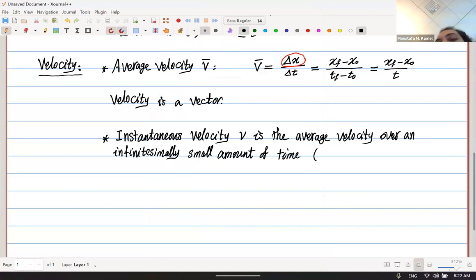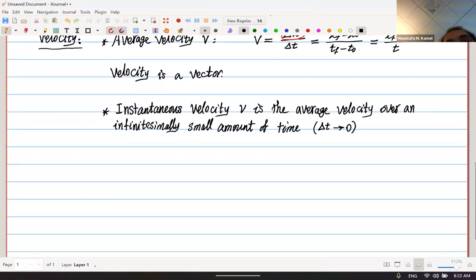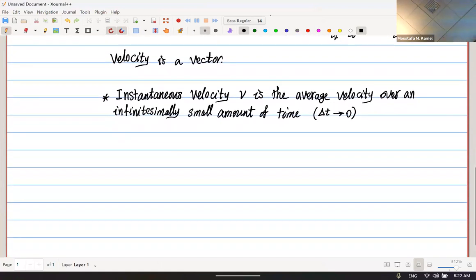And mathematically, we can write that as delta t goes to 0. We will not use that. It's a calculus notation, but that's what it means. We take the limit as the time becomes infinitesimally small. And the instantaneous velocity is what tells us about the details in the theory.